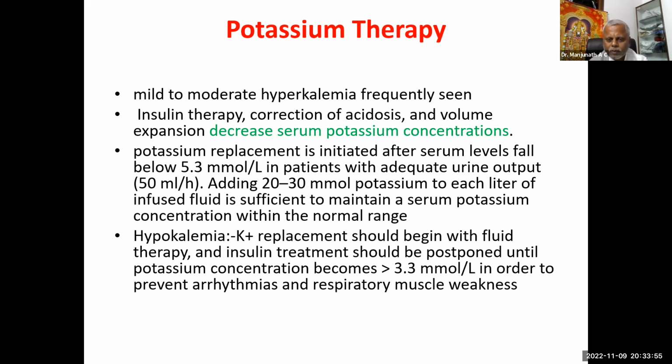reaches at least more than 3, or according to some people more than 2.5, because once the insulin is given, this pushes potassium further into the cells, and there will be further depletion of potassium in the serum, where the heart is prone to arrhythmias, and also later there can be respiratory muscle weakness.